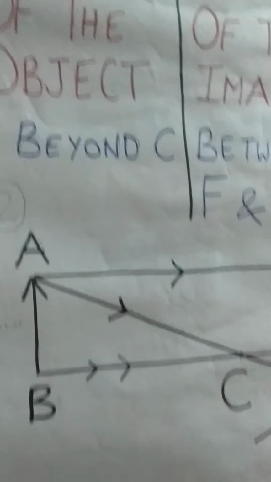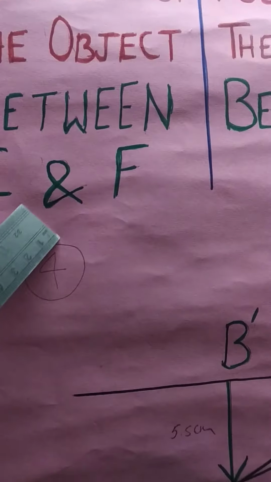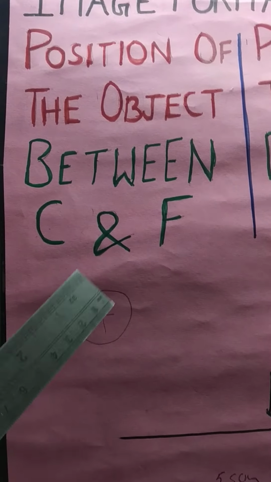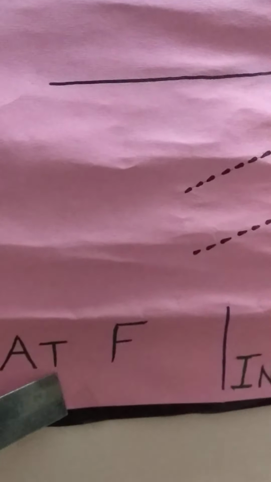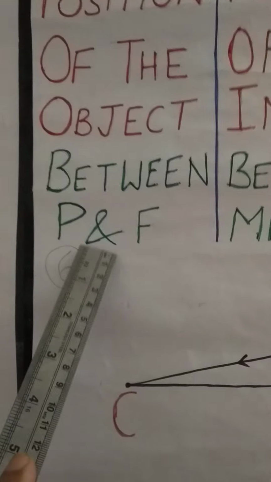These are at infinity, beyond C, at center of curvature, between center of curvature and focus, at focus, and between pole and focus.